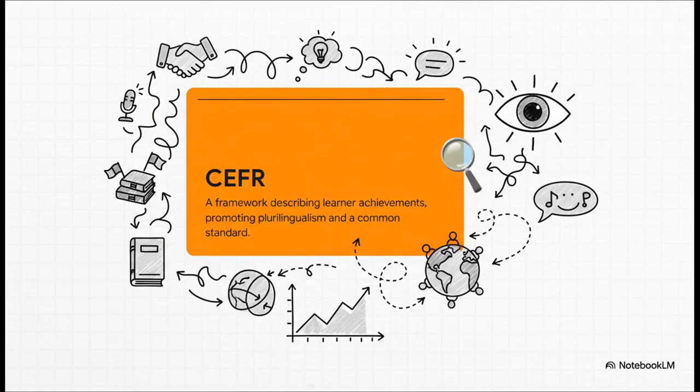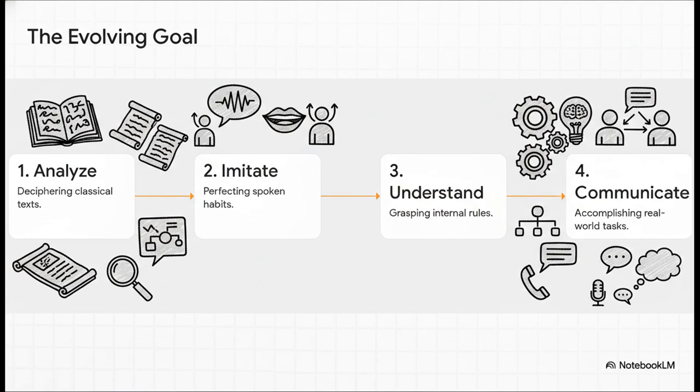It's basically a guide that gives everyone a common language to talk about skill level. And it's not about how many grammar rules you've memorized. It's all about what you can actually do with the language out there in the real world. When you boil it all down, the whole story is really about how we answered one simple question. What's the goal? We started with the goal of analyzing texts. Then it became imitating habits. Then it was about understanding internal rules. And finally, we landed on where we are today. The goal is to communicate.